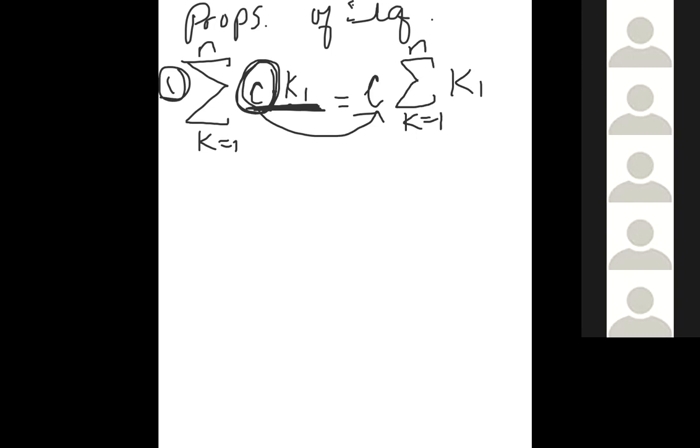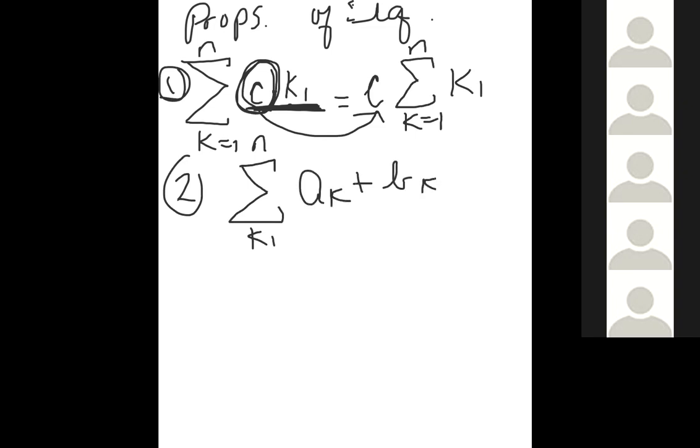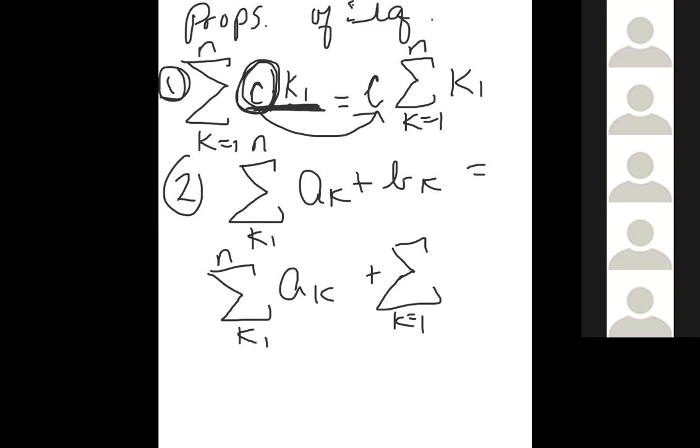Now, let's move on. The next one, we've got this one right here, where you're adding two things, k equals 1, and this goes all the way up to n, and let's say it is a sub k plus b sub k. Now, this one right here, you could break it up into two summation notations. So when you break it up, you have the sum of a sub k plus the summation notation of the b sub k. So in other words, you find the sum of each one, and just add them up together.